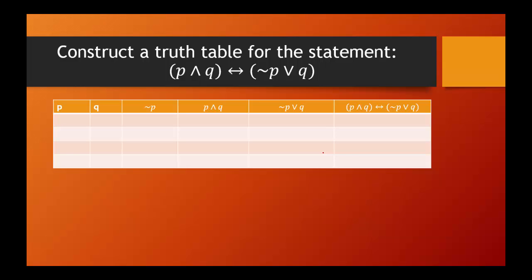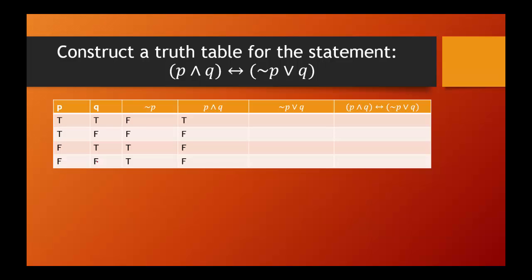So let's fill in the basics. Okay. So here's our P: true, true, false, false. Q is not right. Let's see here. I fixed it. Sorry about that. Q is true, false, true, false. And then not P: false, false, true, true. And then P and Q is where we start putting them together. True, true is true. True, false is false. False, true is false. False, false is also false.